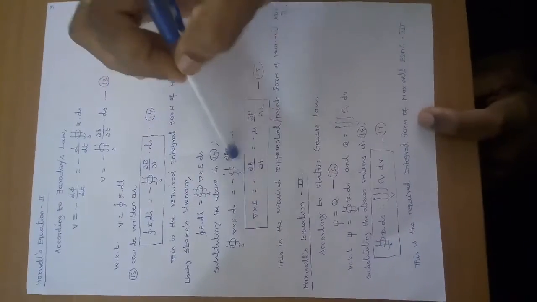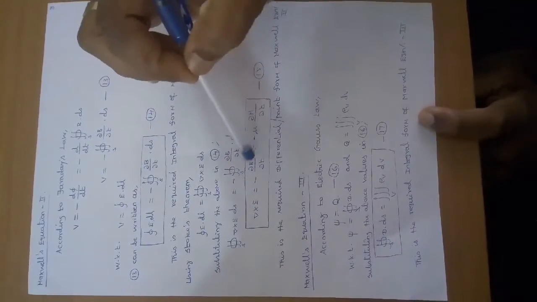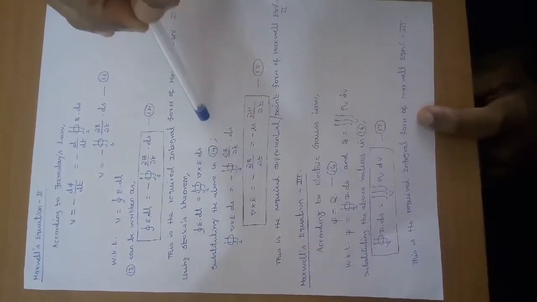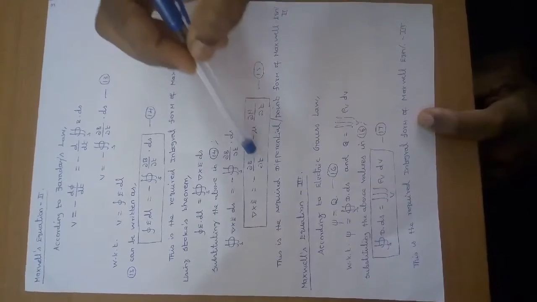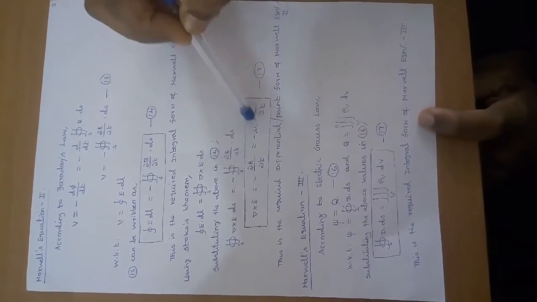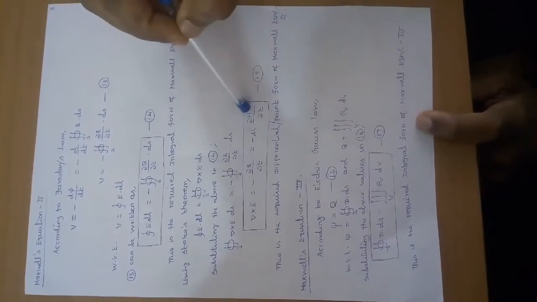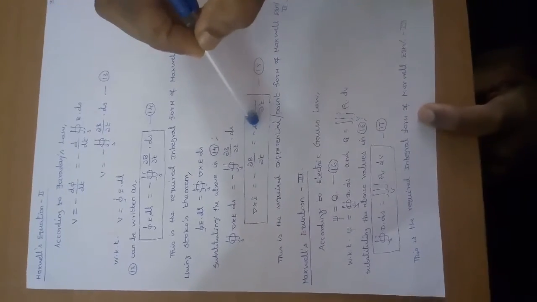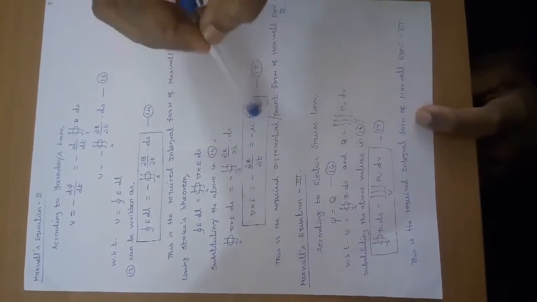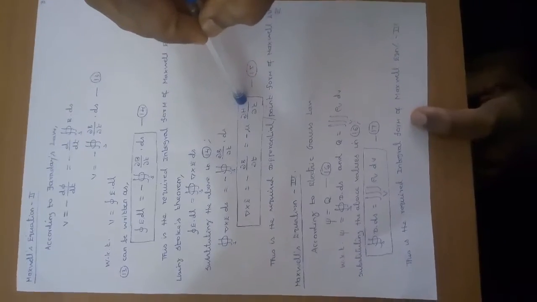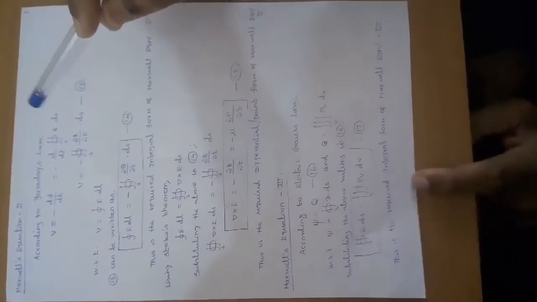Remaining is del cross E is equal to minus dou B by dou t, or in turn we know that B is equal to mu H. So this equation can be written as minus mu dou H by dou t, where B is the magnetic flux density, H is the magnetic field intensity, and mu is the permeability. This resulting equation is the required differential or point form of Maxwell's equation 2, which is derived from Faraday's law.